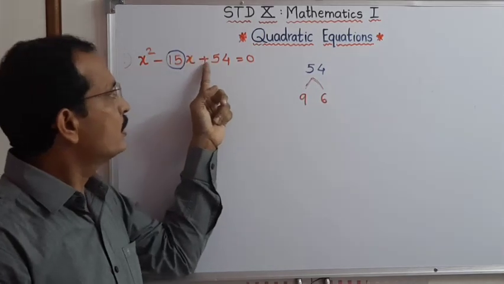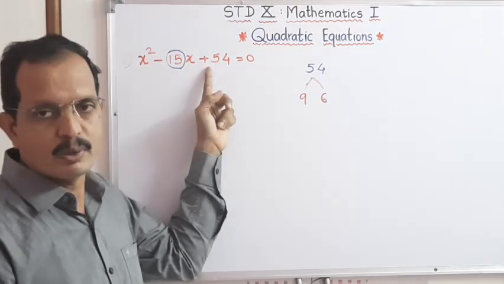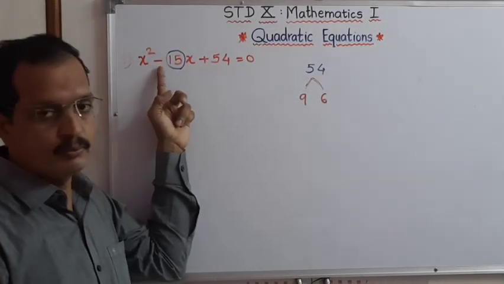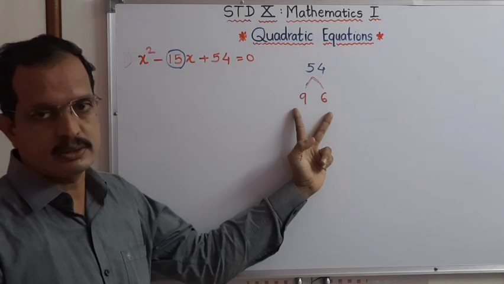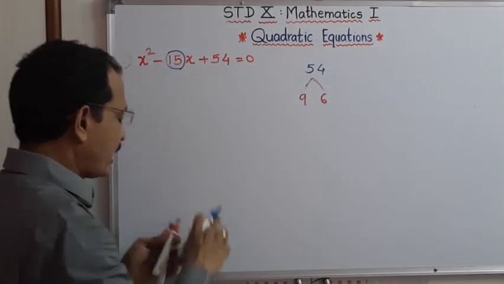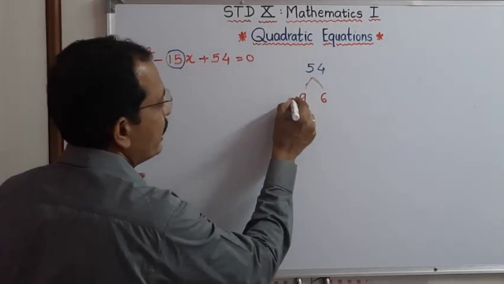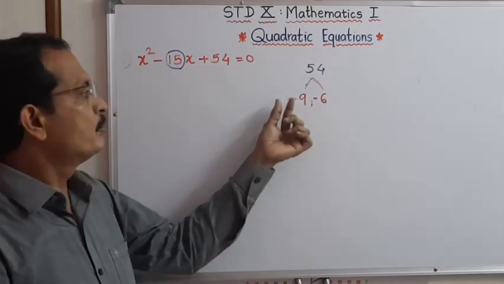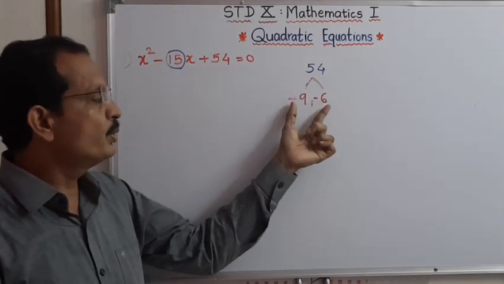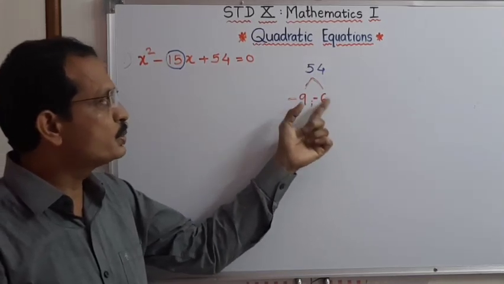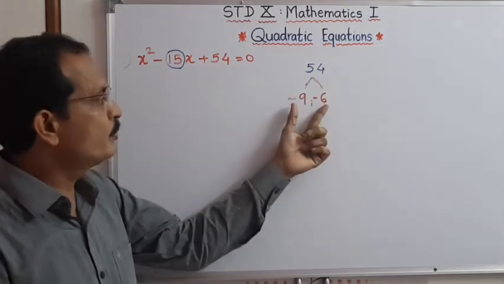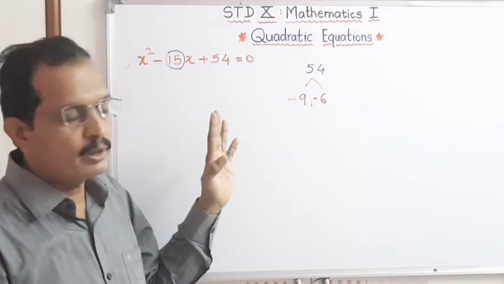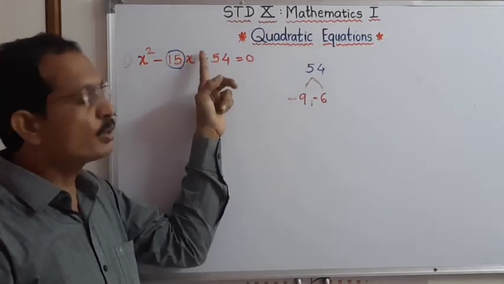Afterwards, here the constant term has the plus sign, therefore we have to consider the sign of the middle term for both the factors. Sign of the middle term is minus, therefore we have to write here minus 9 and here minus 6. Therefore our factors are minus 9 and minus 6. If we multiply these two, it is plus 54, and if we add them, it is minus 15.